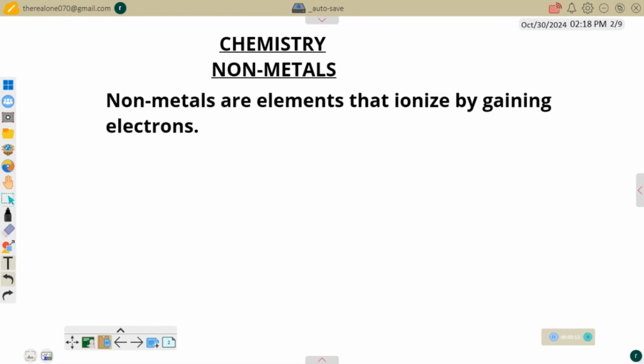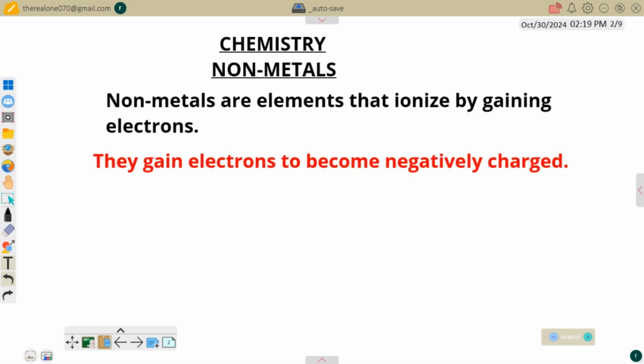Now, let's consider non-metals. Non-metals are elements that ionize by gaining electrons. So when non-metals gain electrons, they become negatively charged. Like I explained under my explanation of metals, every atom in its free state is always electrically neutral because we have the same number of positively charged protons and negatively charged electrons. When the two are combined, they balance each other, resulting in a neutral atom.